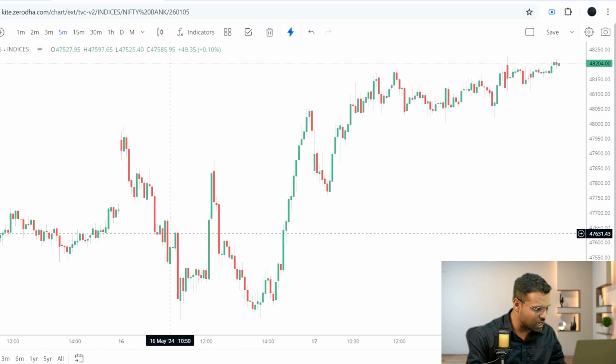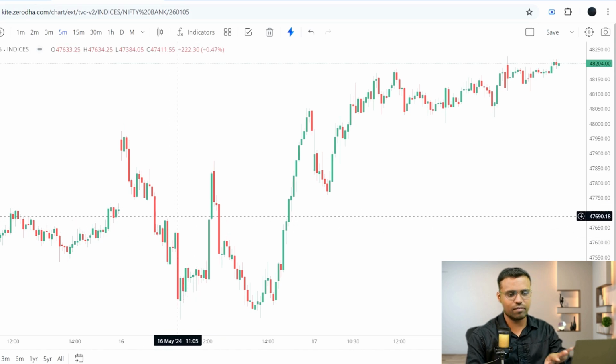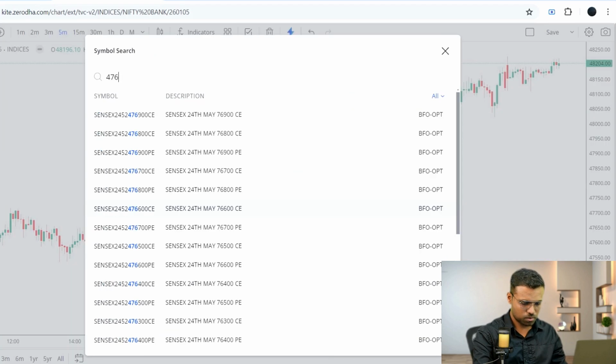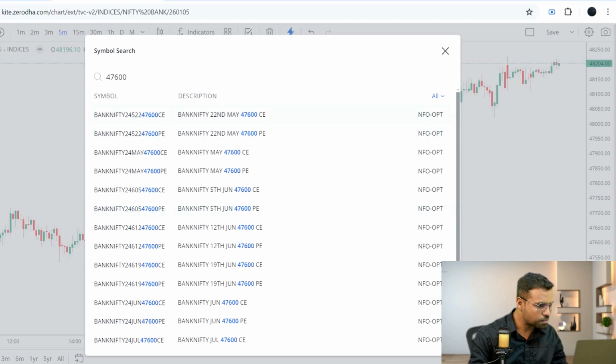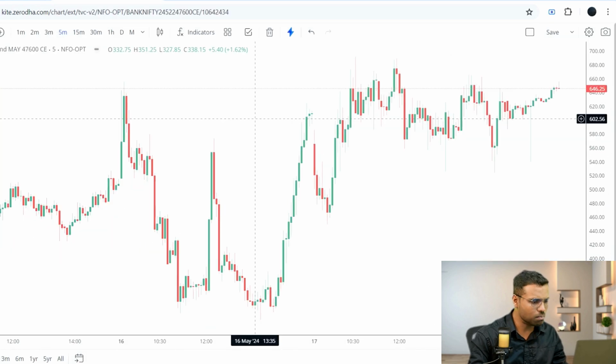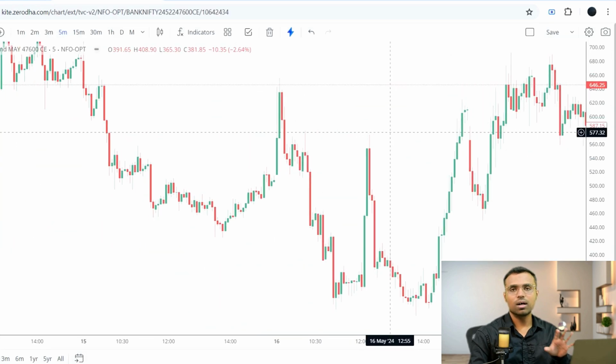So what is the strike price? Let us choose a strike price of 47,600. I'm selecting the call, right? One important thing that I want to tell you is, when I trade options, I know one thing, that this instrument of options and futures of indices has much more volume compared to stocks, right? That is the reason I'm comfortable going into lower time frames.